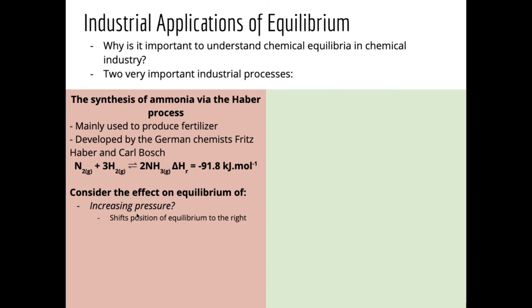What's going to happen is increasing the pressure, the system's going to want to change to decrease the pressure. It is going to shift to the side with less molecules. We have 1 plus 3, we have 4 gas molecule equivalents on the left-hand side, 2 gas molecule equivalents on the right-hand side. Equilibrium is going to push to the right-hand side. We're going to increase the amount of ammonia we make.